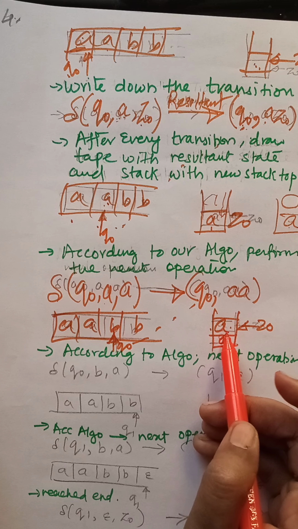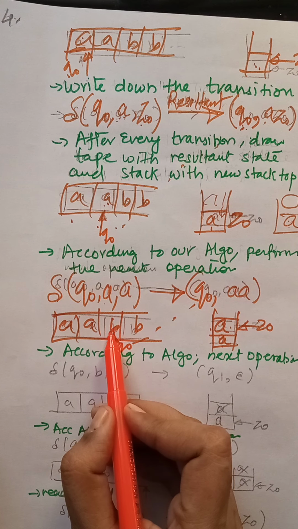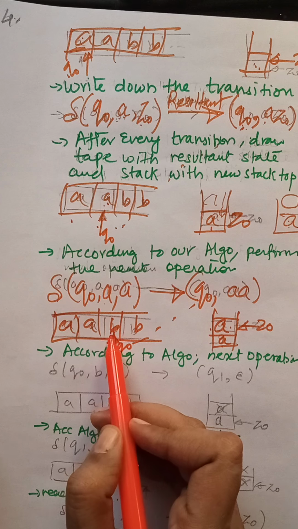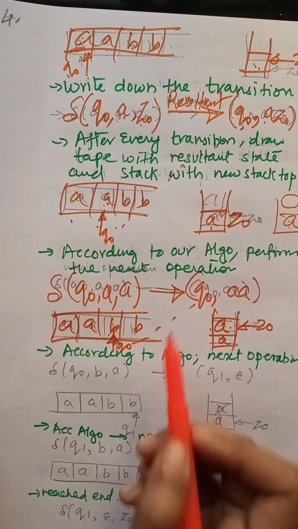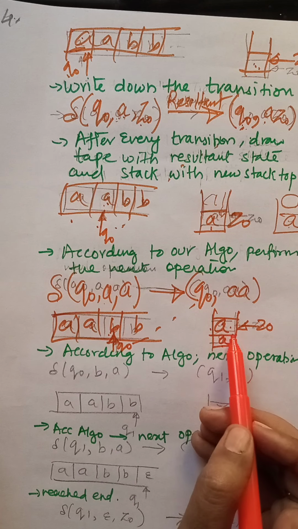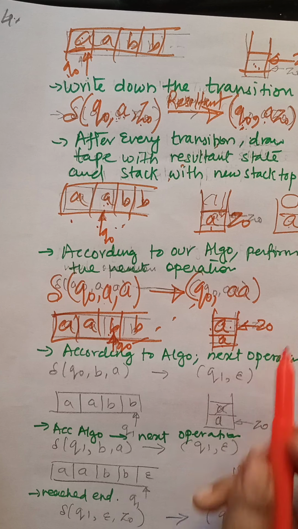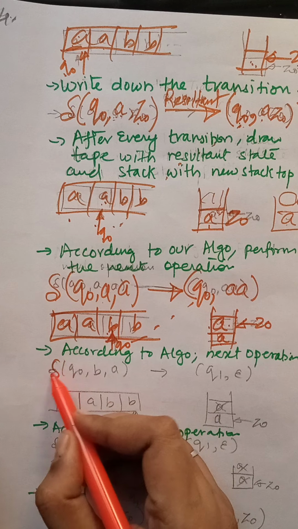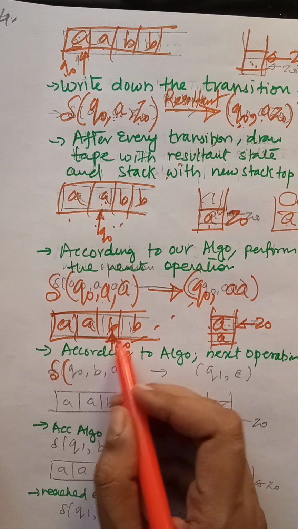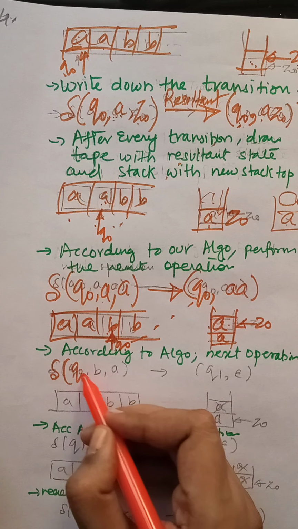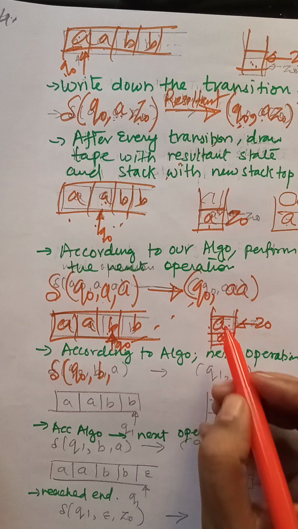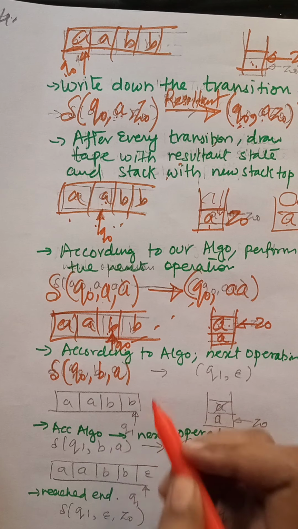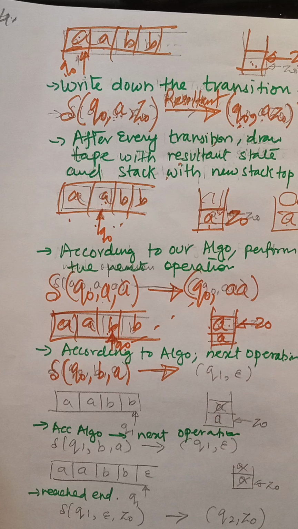Now again, we decide what we have to do whenever we reach B. Whenever we reach B, the first occurrence of B or any occurrence of B, we are going to pop the element from the top of the stack. So according to the algorithm, what is the next step? What we can see here is Q0 with the input on tape and the stack top A. What we have decided is that we want to do the pop operation.